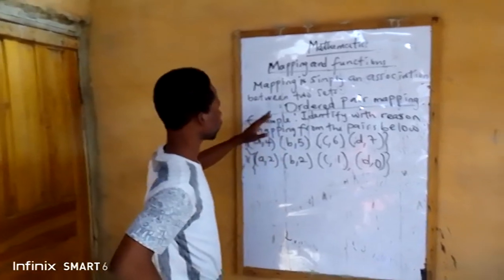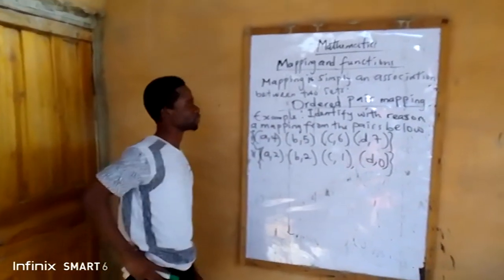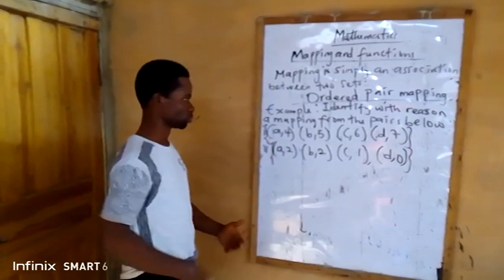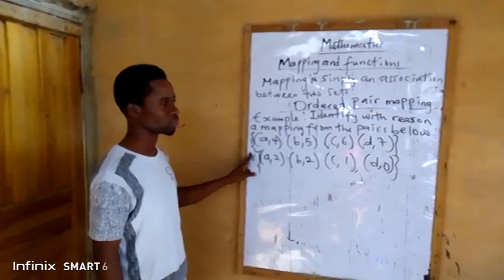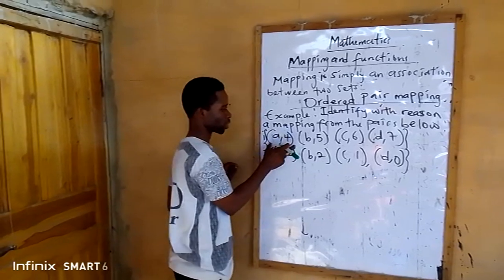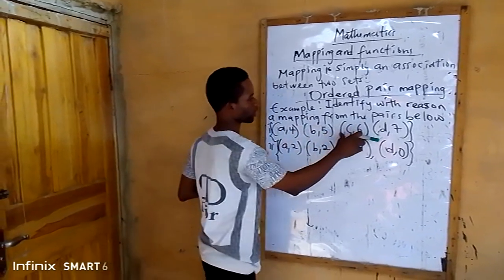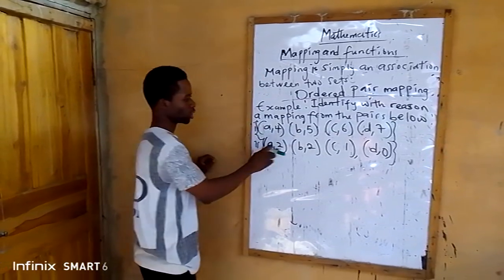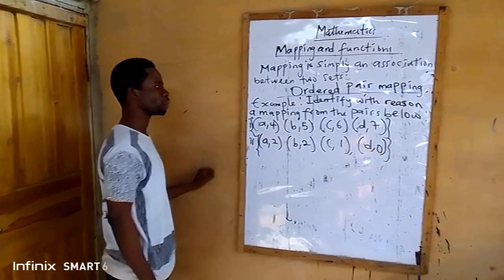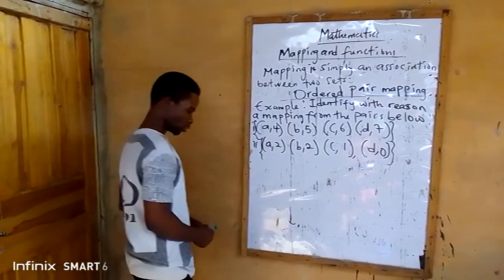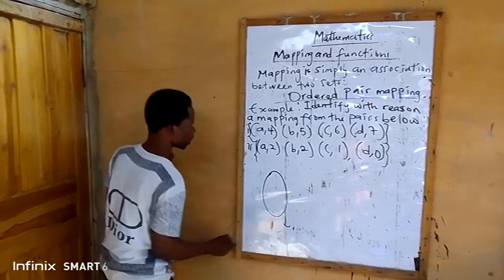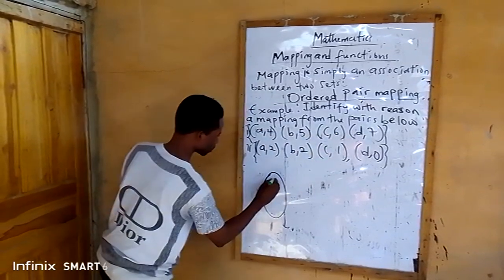Let me show you the ordered pair mapping. Sometimes it can come like this, whereby you are asked to draw the mapping diagrams and show your pairs. Now if you look at the first example here, you're given questions. In the first bracket, you are given A, 4, B, 5, C, 6, D, 7. Let's take number 2: A, 2, B, 2, C, 1, D, 0. They say identify with reasons a mapping from the pairs below. Now, if you look at the first one, I'm giving A, B, C, D.